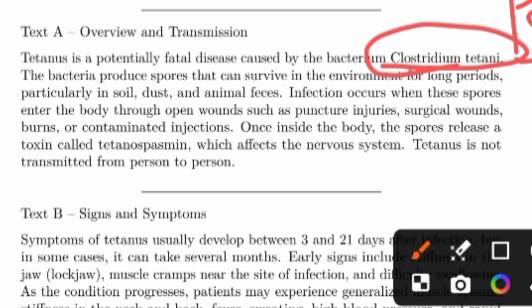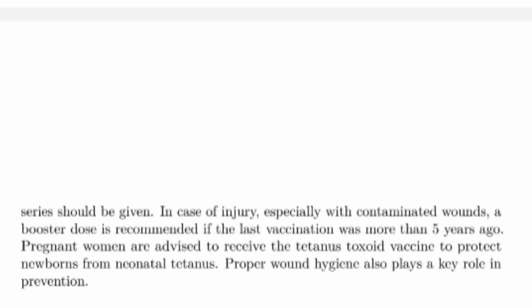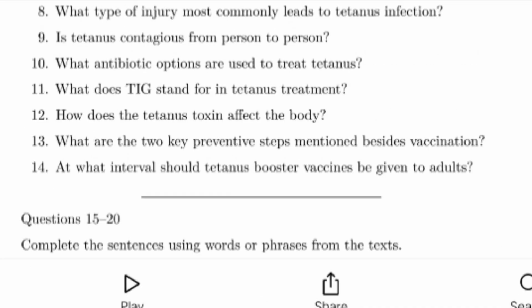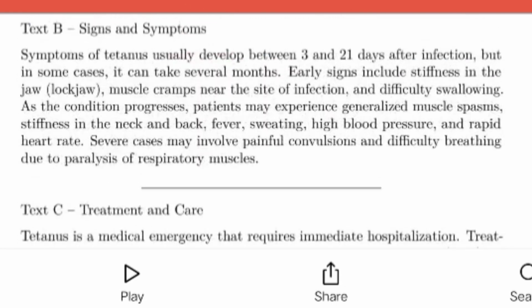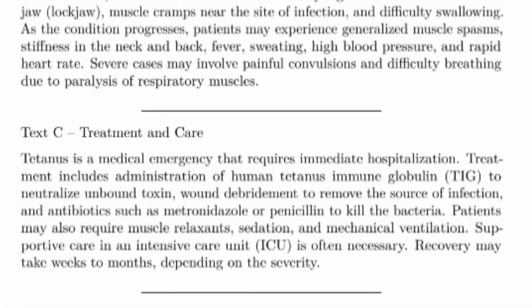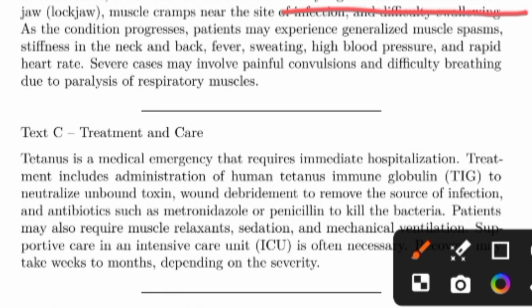Next, question number 16: the most characteristic early symptom of tetanus is. So for early symptoms, we have to go directly to the signs and symptoms part, that is text B only. And for the earliest one, see here friends, early signs include stiffness in the lock jaw. So we have to write the answer: stiffness in jaw or lock jaw. Okay. So this is the answer.